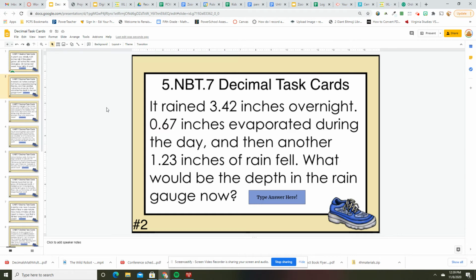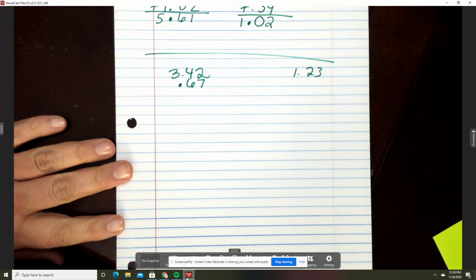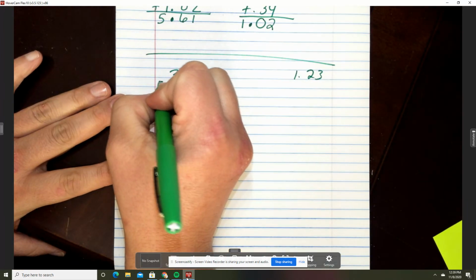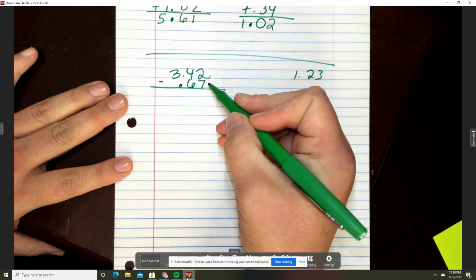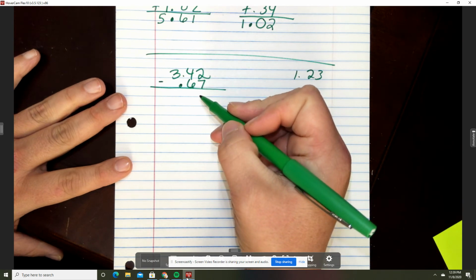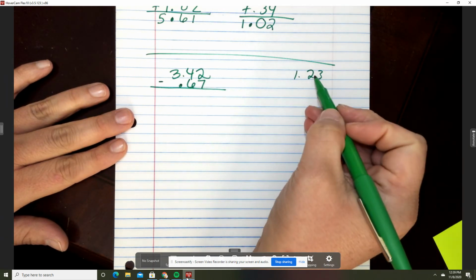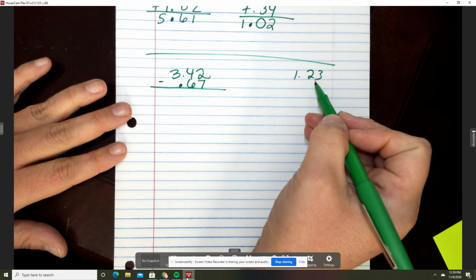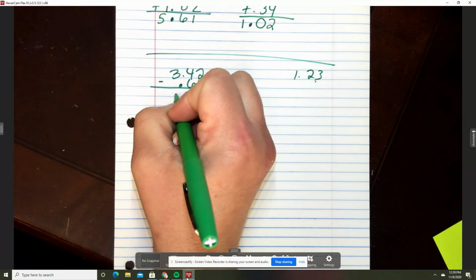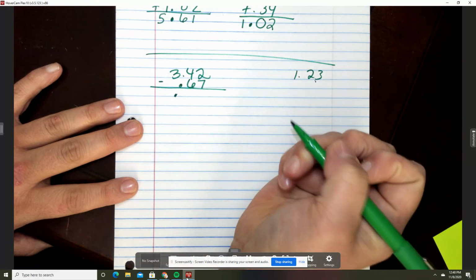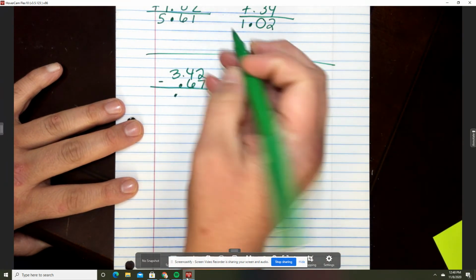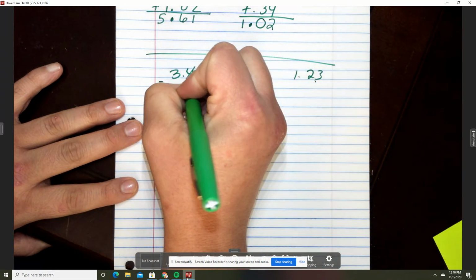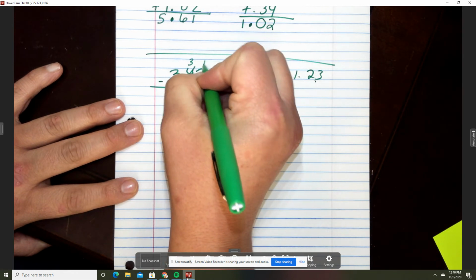So what's going to be the depth of the rain gauge now? They want to know the total amount of rain in the rain gauge. So we're going to have to subtract the 67 hundredths first to see how much rain would still be in there, and then add the rain that fell additionally. So I'm going to put my decimal, carry it down. 2 minus 7, I can't, so I'm going to borrow. That becomes a 3. That's a 12.